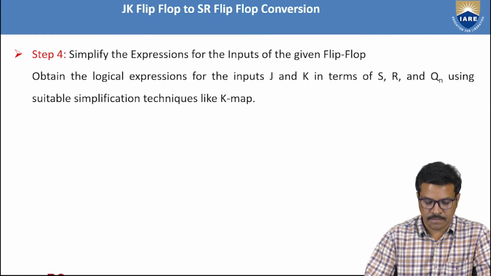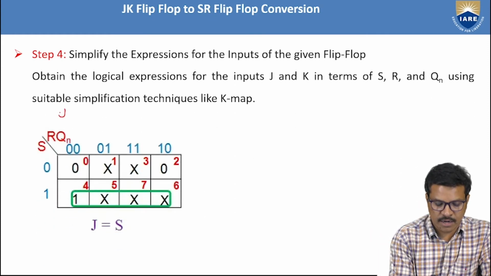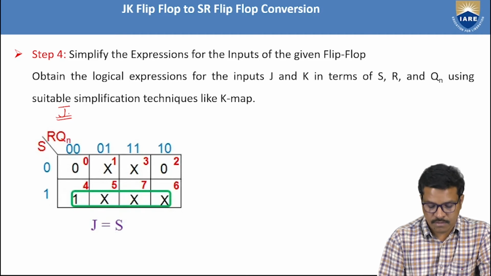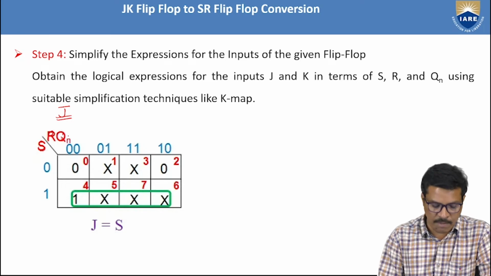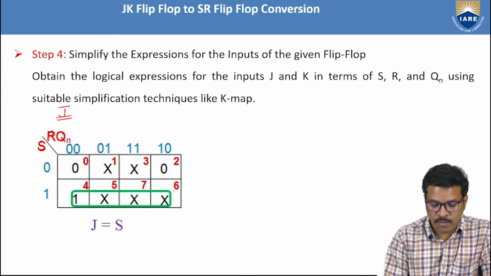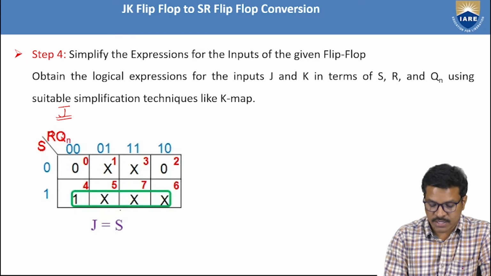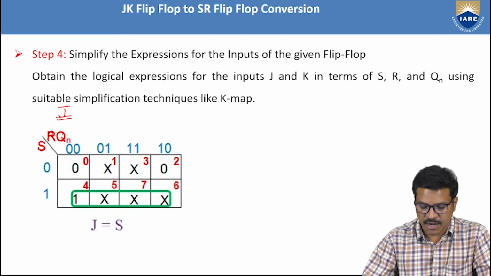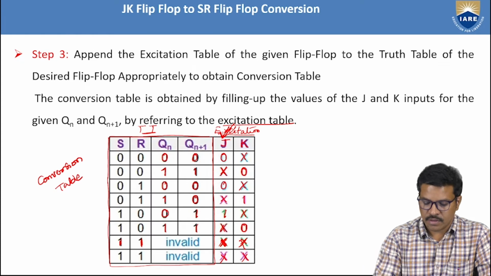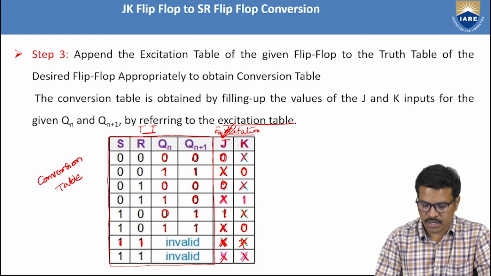That's why here I am considering the J terminal. For the J terminal, I'm considering the S, R, Qn inputs. So I'm taking a 3-variable K-map, with the variable S row-wise and RQn column-wise. We know that in the K-map, by putting the J column, this J column is 0 x 0 x 1 x x x.